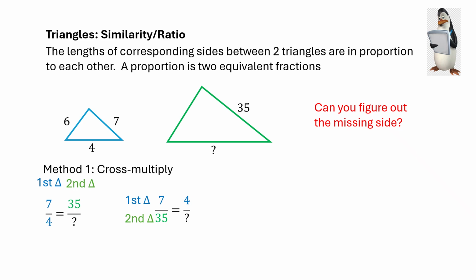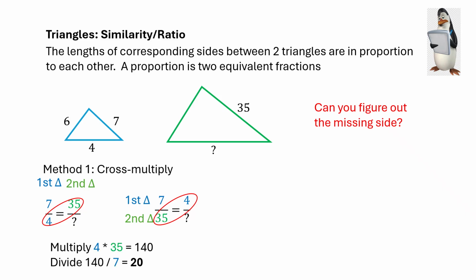Either way, when you cross multiply, notice that the same two numbers I must multiply first are across from each other. So I will multiply 4 times 35, which gives me 140, divide by the remaining number, which is 7 in this case, and that equals 20.